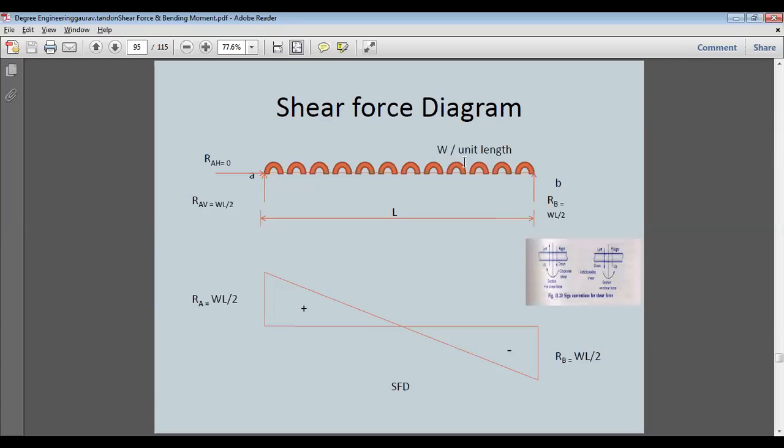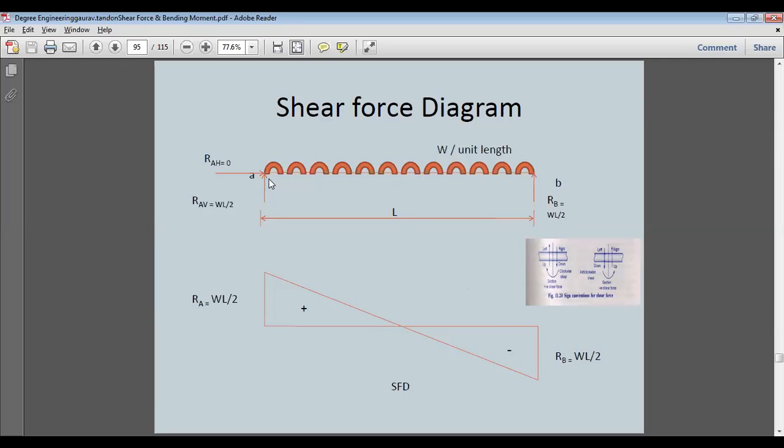So this is the case of bending moment. This is the case of shear force diagram with uniformly distributed load. It will be negative at this point, since in the left section we are having an upward force. The beam is experiencing an upward force of WL by 2. So this will be negative bending moment.